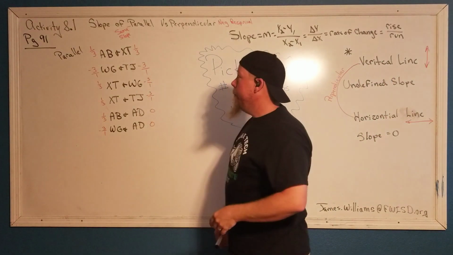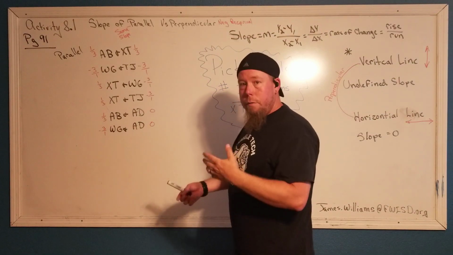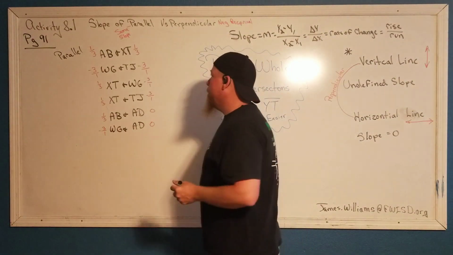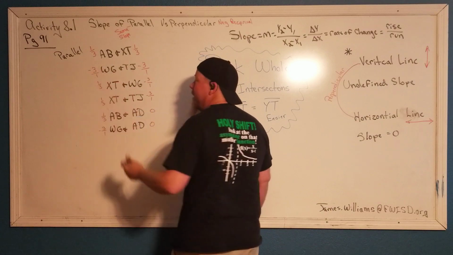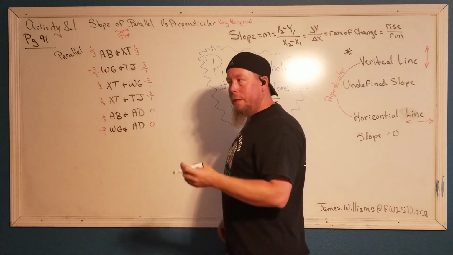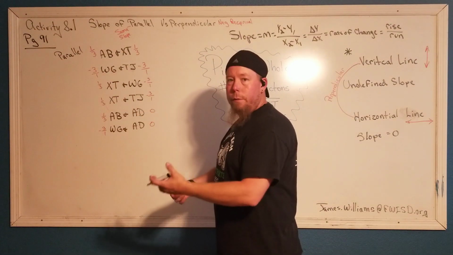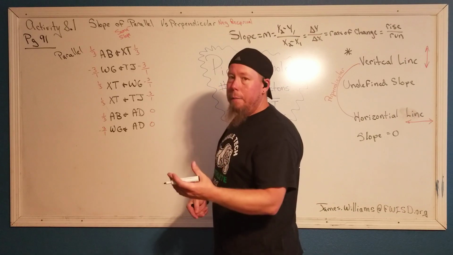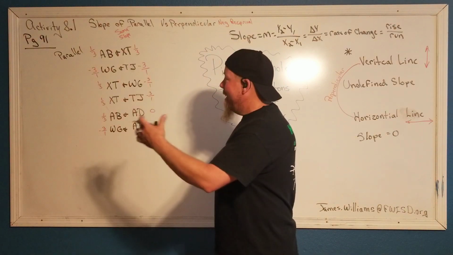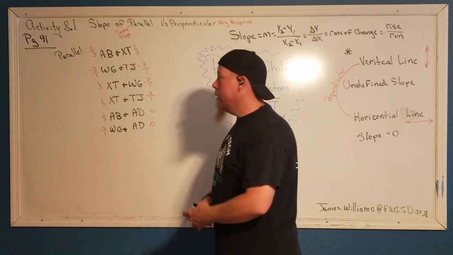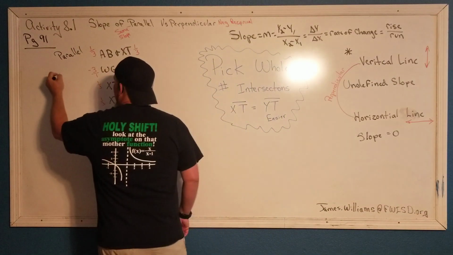Over here, AB versus XT, again, 1/3 versus 1/3, parallel. WG versus TJ, both are -3/1. Notice I wrote it as a fraction. Yes, the slope is -3, and that's what it would reduce to, but I write it as a fraction to remind myself, so that when I get down to the ones that are going to be perpendicular, it's easier to see. So these are going to be parallel. Hopefully you got that right.